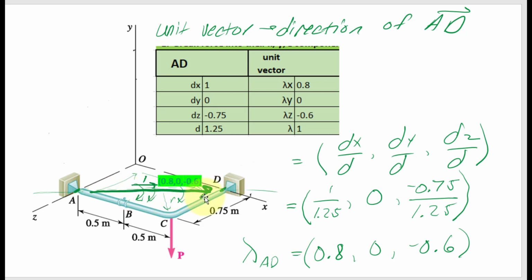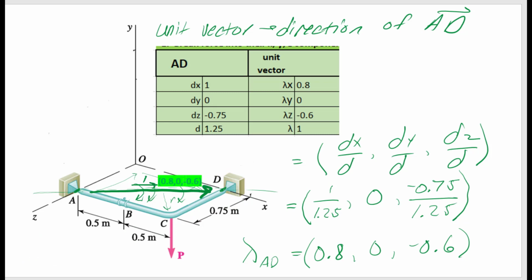Okay, so drawing this picture, you can see we're going back in the z direction, 0.75. We're going forward in the x direction, a distance of 1. So the overall distance from A to D is 1.25. And if we take these fractions, how much is in the x direction, and then there's nothing happening in the y direction, and then the z direction, here is our unit vector. So that describes the fractions in the x, y, z direction for this AD line that we're interested in.